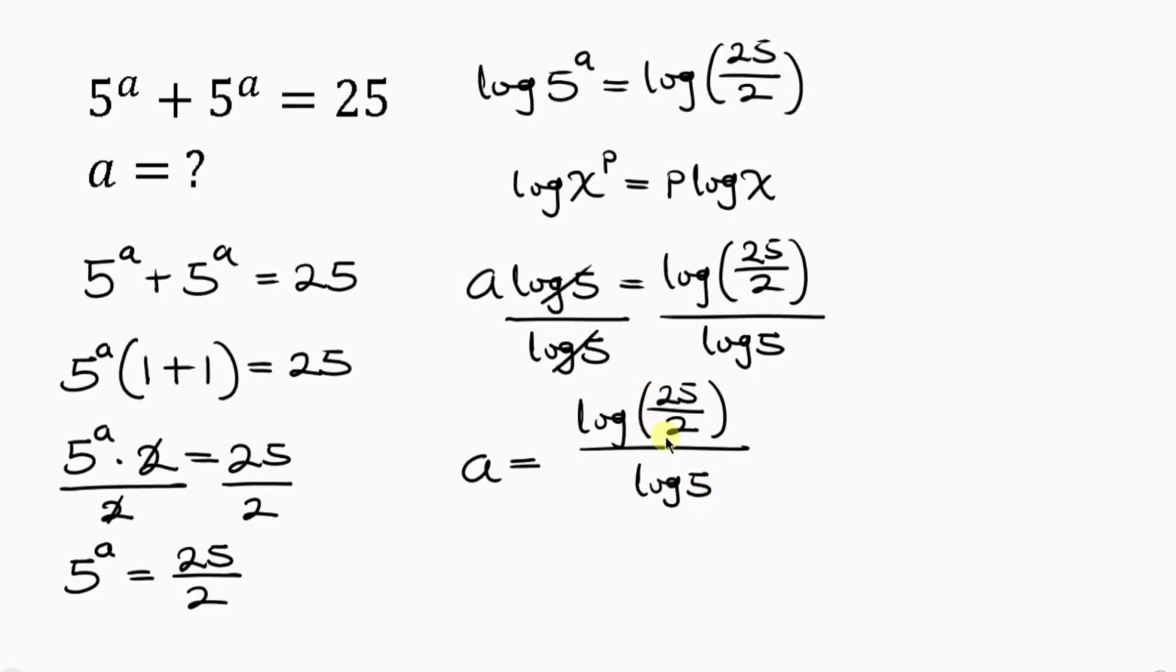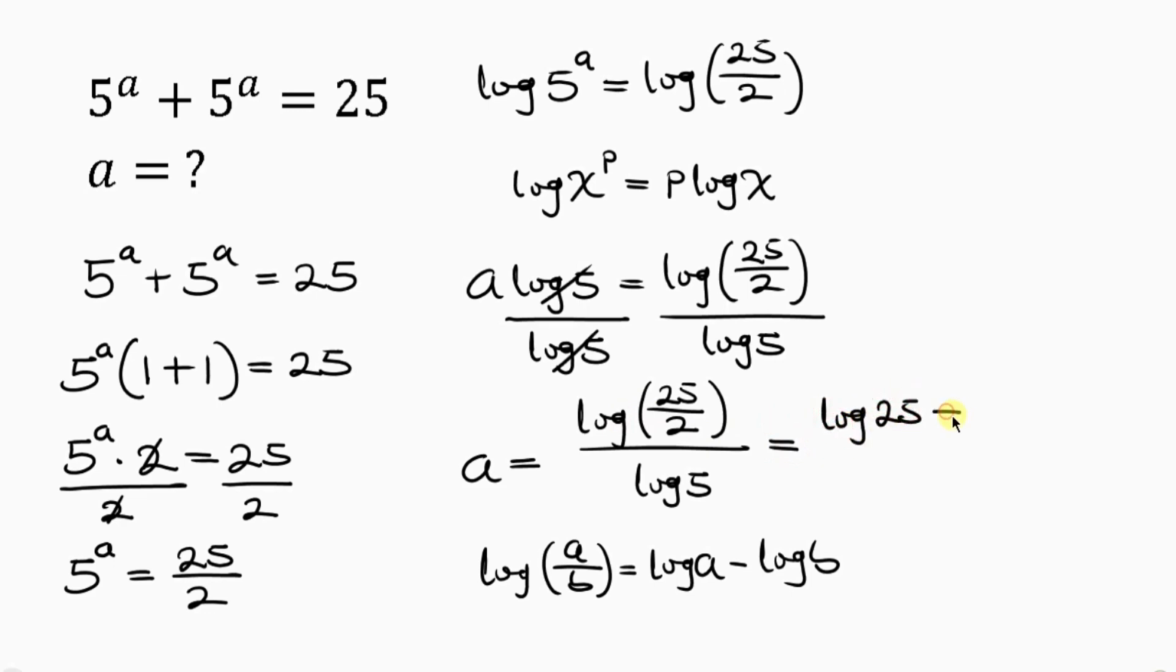Now look at the numerator. We're going to be applying the law of logarithm on the numerator that says when I have the log of, for example, a over b, this can be written as the log of a minus the log of b. That means this expression can now be written as the log of 25 minus the log of 2 divided by log 5 on the denominator.